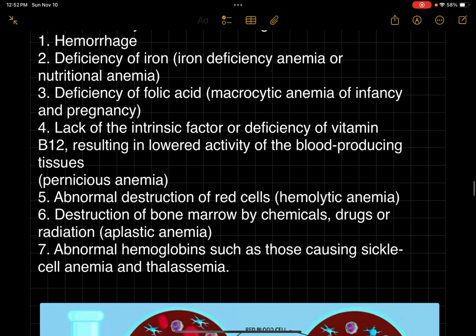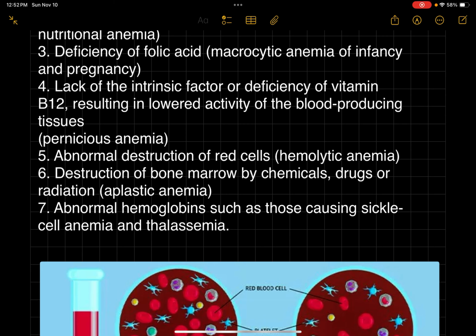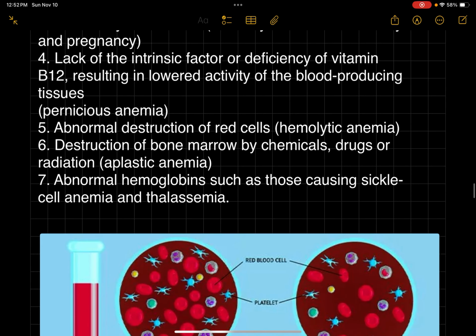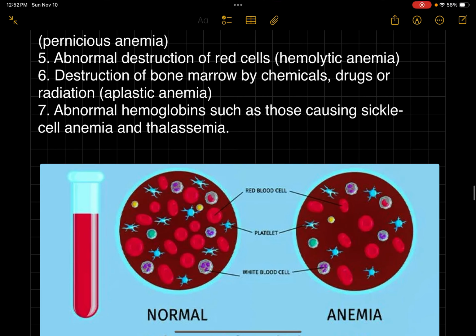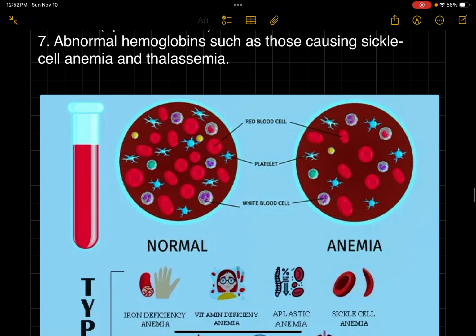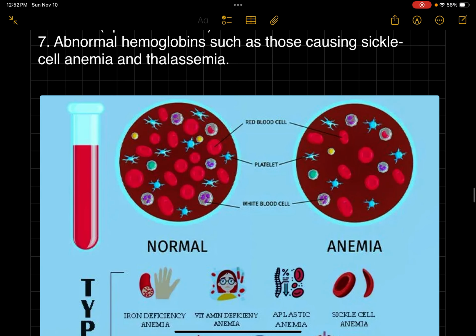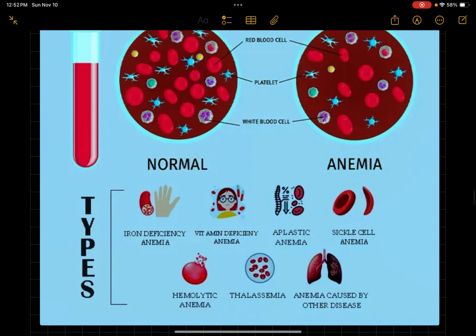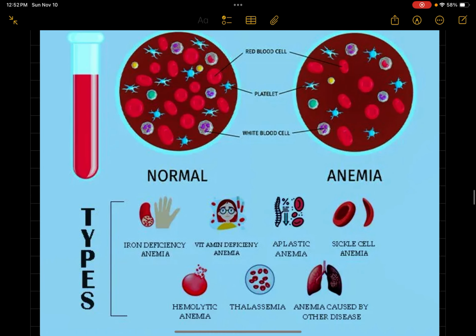So we have abnormal destruction of red blood cells or hemolytic anemia, destruction of bone marrow by chemicals, drugs, or radiation, and abnormal hemoglobin such as those causing sickle cell anemia and thalassemia. We have the types, no, aring picture, I just get this in the Google.